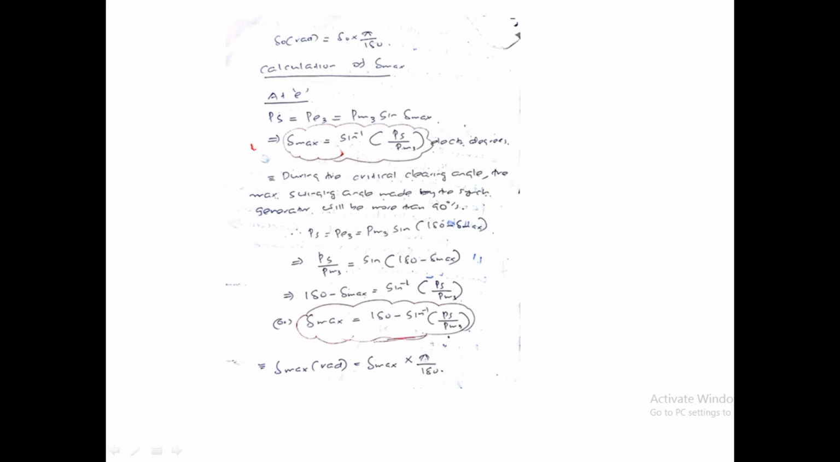But there is some variation, because delta max will always be greater than 90 degrees, but using this relation you will get a value which is always less than 90 degrees. So in the calculation we take 180 minus sine inverse of PS by PM3. Mathematically it will not make any changes. So whenever we take delta max, we take 180 minus sine inverse of PS by PM3. So by using this relation you can find delta 0 and delta max. So this is about how we find the critical clearing angle.